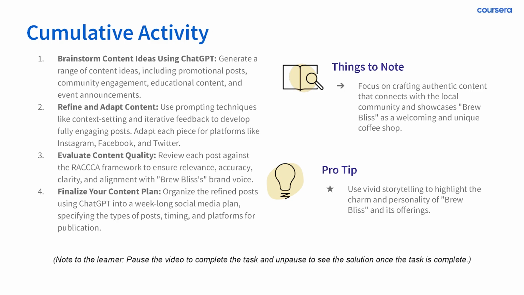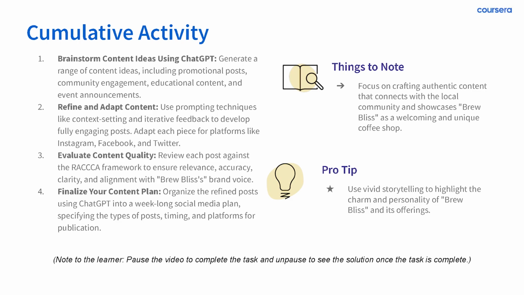Think of different types of posts: a fun promotional post for a seasonal drink, a customer story, an invitation to a community event, or an educational post about coffee. Refine and adapt. Take these ideas and refine them using ChatGPT. Adapt them to your perspective, values, and the direction you believe Brew Bliss should go. Apply techniques like context setting, iterative prompting, and multi-prompting to make each post more engaging.